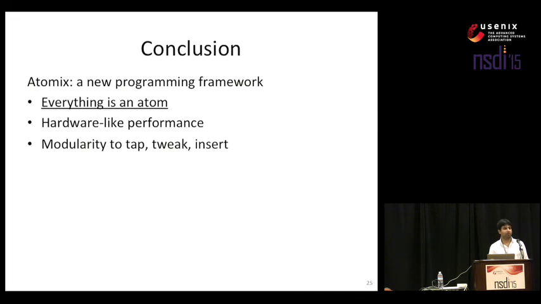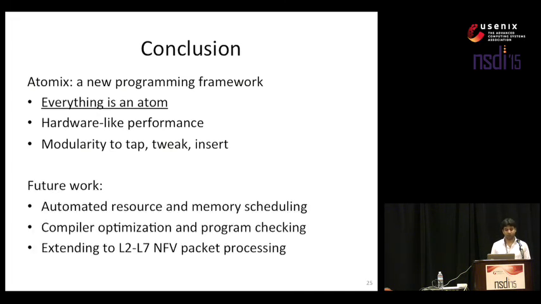You can also start to raise the programming abstraction even further by automating some of the scheduling tasks and memory allocation, and start to implement very strong static checks to debug this software. And I think we can also extend this to higher layer processing in the context of network function virtualization, because this is a generic framework that lets you program reprogrammable packet processing pipelines.